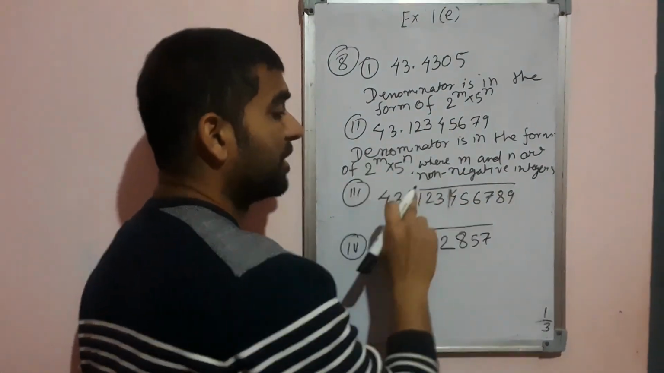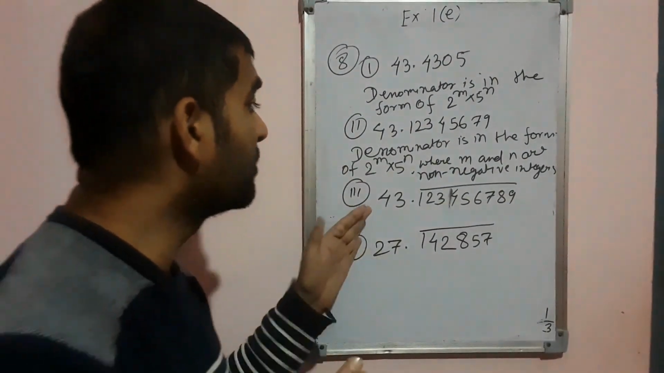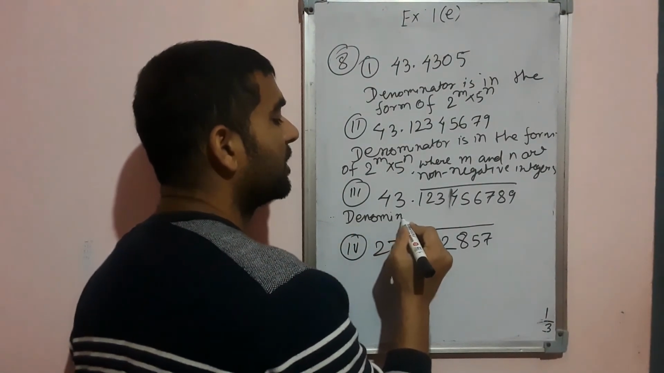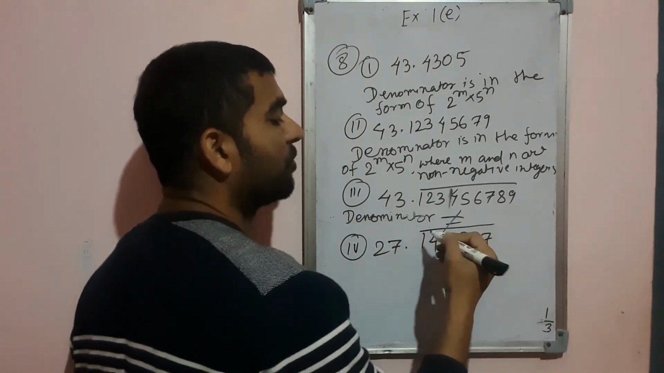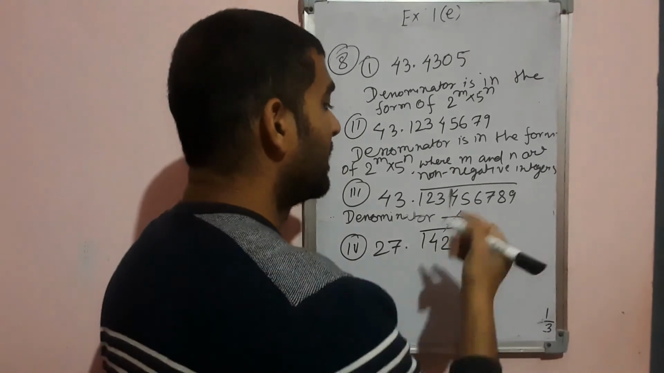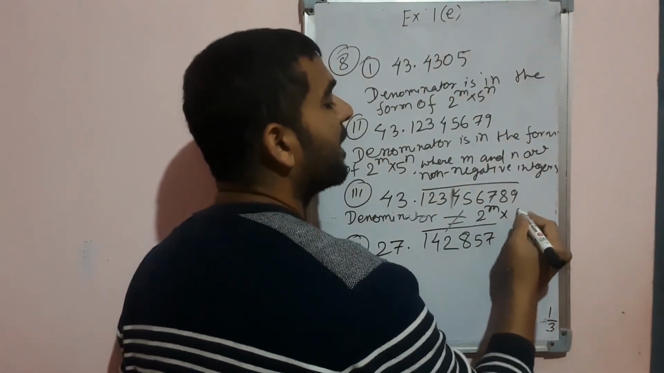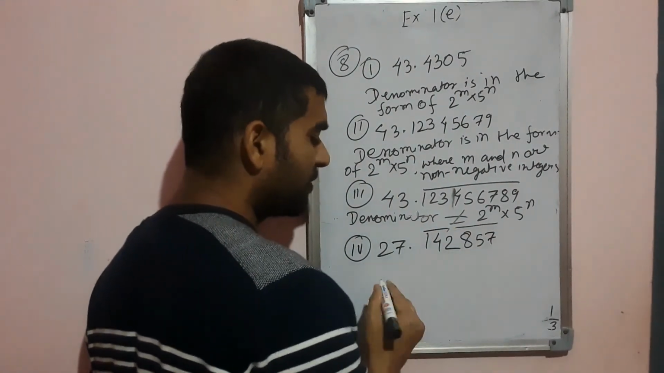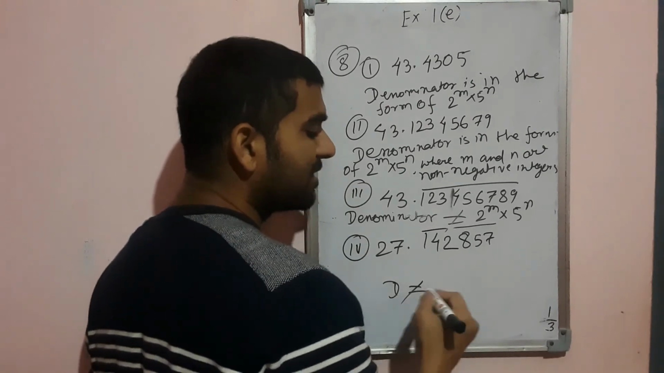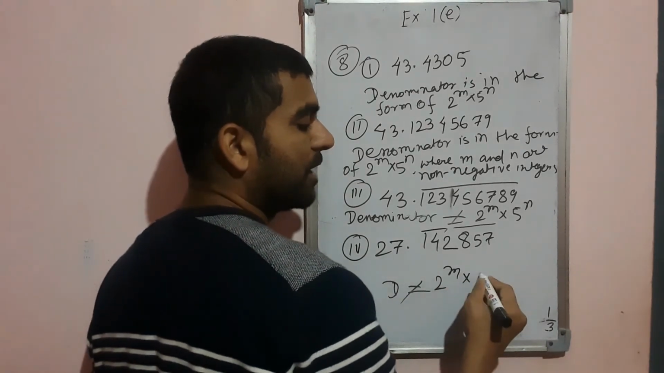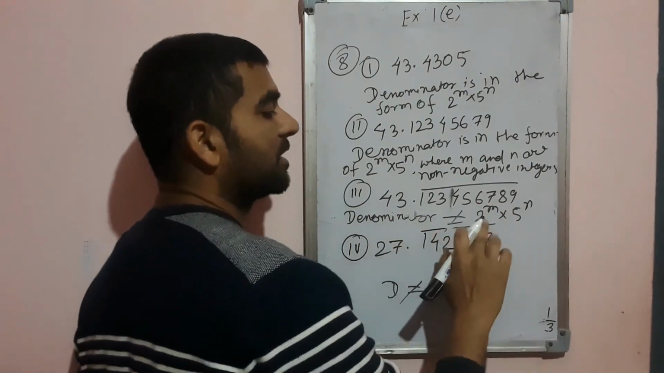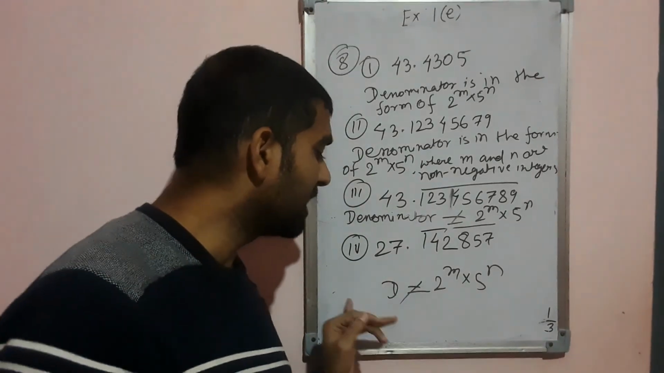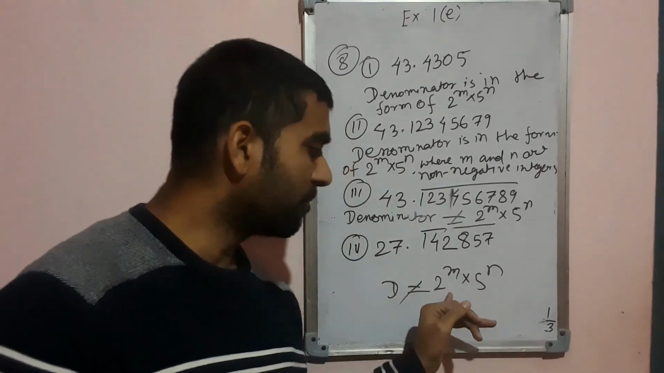Same thing here, see, but a bar is there. Once a bar is there, it means what? Denominator, I will write in short, okay? Denominator, I will write the symbol here, not equal, then keep slide, not equal to 2 power m into 5 power n. Same thing here. A bar is there, so the denominator will be not in the form of 2 power m into 5 power n. You can write in words also here, denominator is not in the form of 2 power m, 5 power n. Or here also you can mention in words, denominator is not in the form of 2 power m, 5 power n.